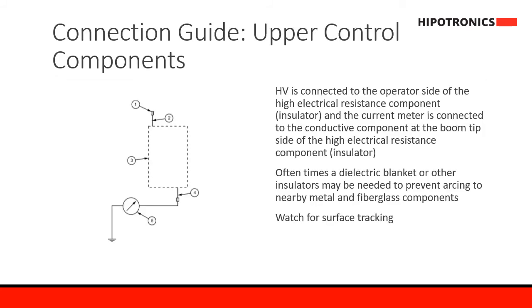This diagram is a simplified schematic depicting the testing circuit for testing the upper control components. 1 is the high voltage source making connection to 2, which is the operator side of the insulator 3. 4 is the boom side of the insulator, which is connected to 5, the current meter. This area can be tight spatially and may require a dielectric blanket or other insulator to prevent surface tracking to nearby surfaces.